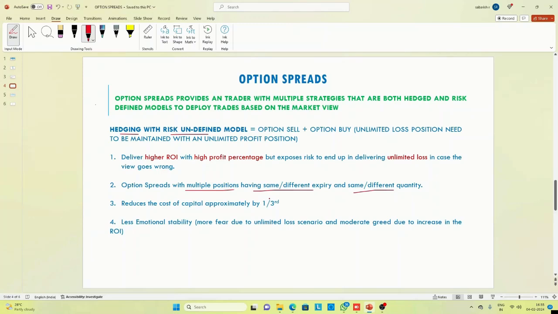Now this model will generate higher return on investment with high profit percentage, but it exposes to high risk with unlimited loss in case the view goes wrong. So this model will also reduce the cost by 1/3, and with this model the emotional stability is always less because there is a probability of making unlimited loss if in case the view goes wrong, and if in case the view goes right, then you get a higher ROI.